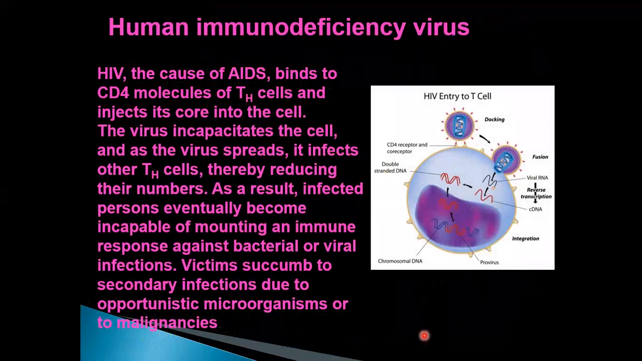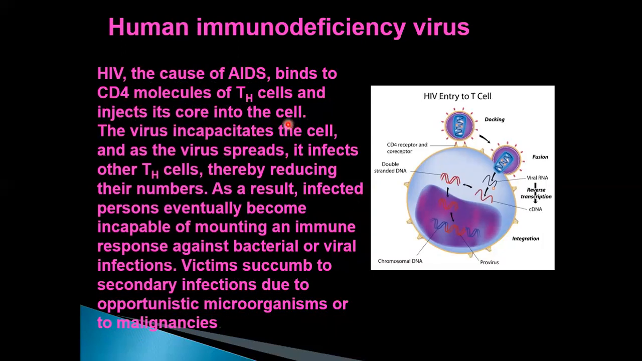Now, human immunodeficiency virus. You have heard about AIDS, and this was something very serious in the 80s when there was no treatment. But what is interesting about AIDS is that it attacks the T helper cells. What does it do? The HIV virus binds to the CD4 molecule of T helper cells and injects its core, its DNA, into the cell.